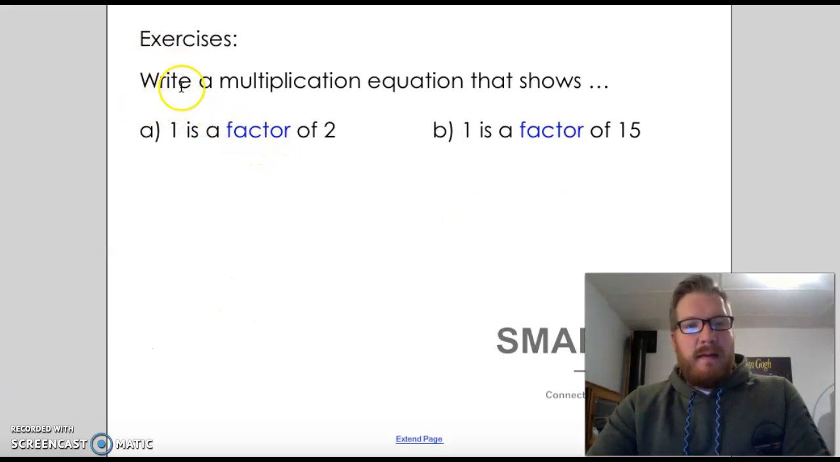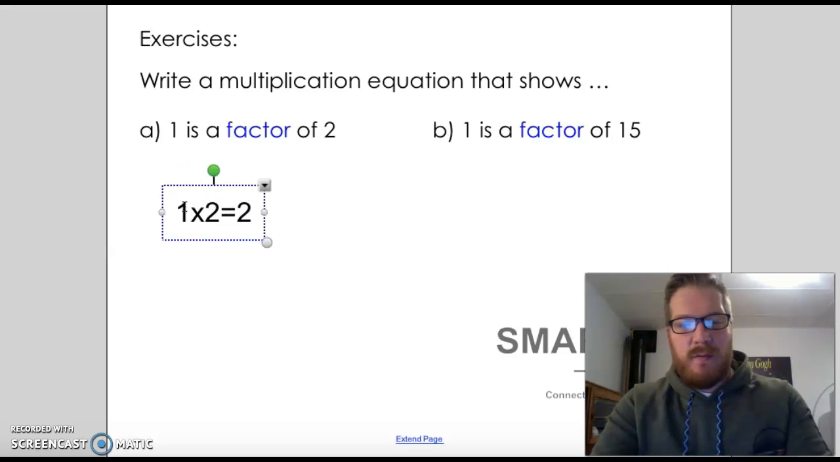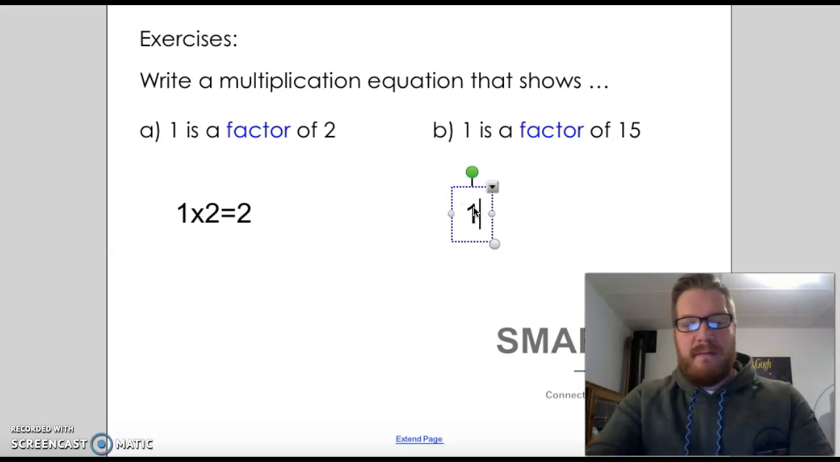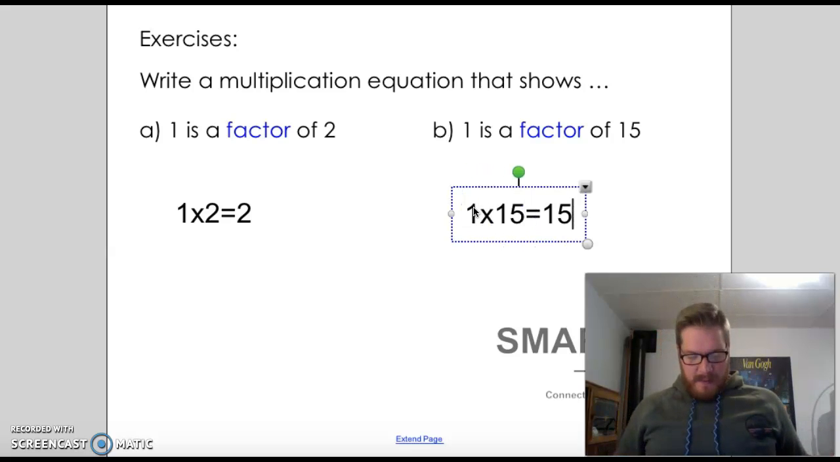Okay, so the next one is to just write a multiplication equation that shows that 1 is a factor of 2, and what we would say is, well, 1 times 2 equals 2, and then the other one here is that 1 is a factor of 15. We would say 1 times 15 equals 15.